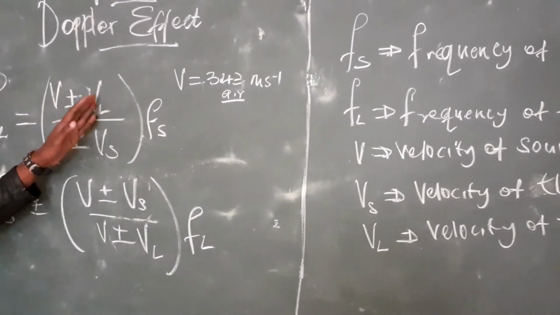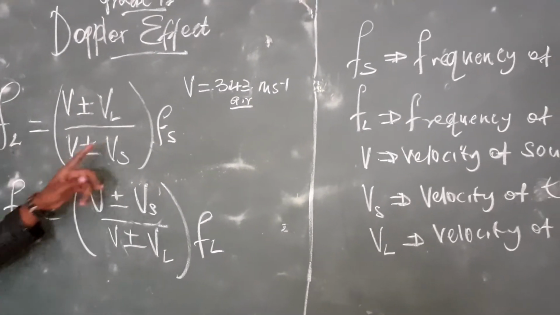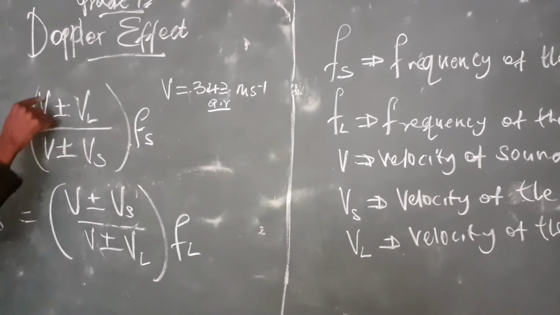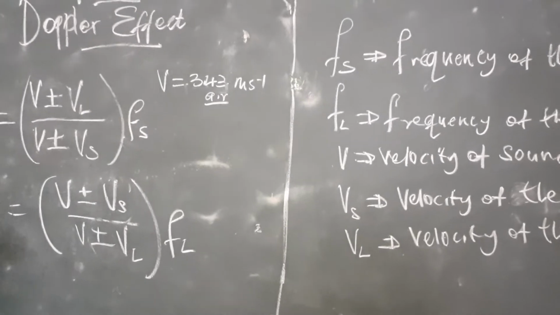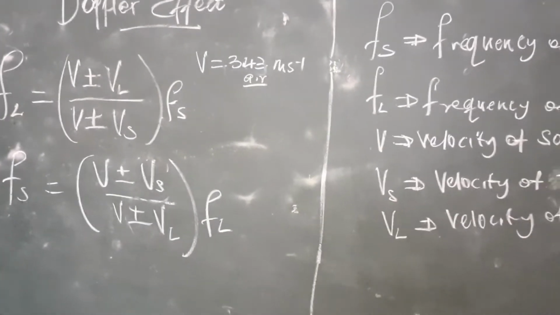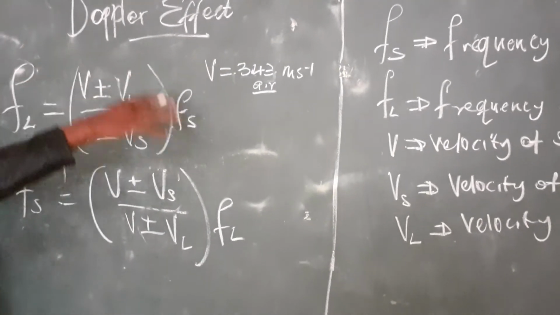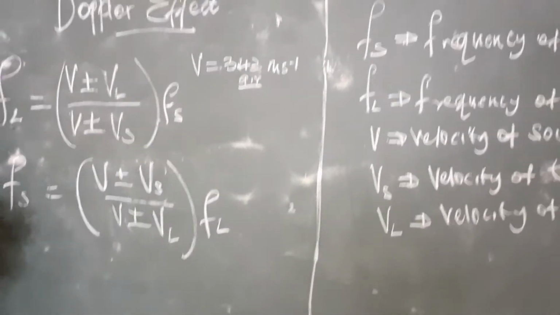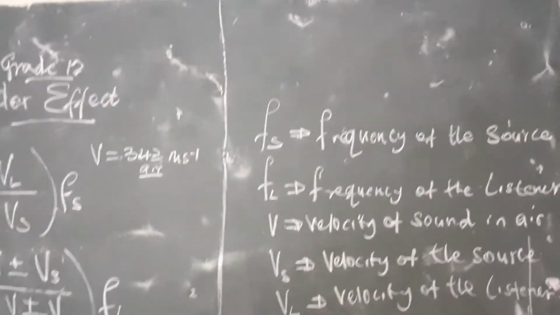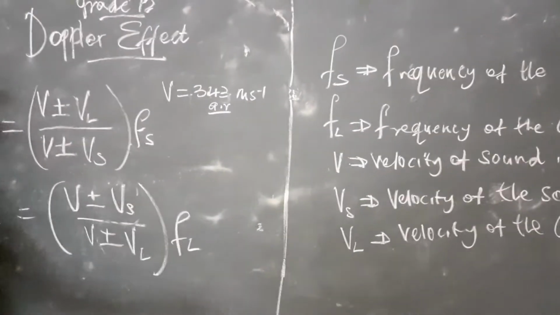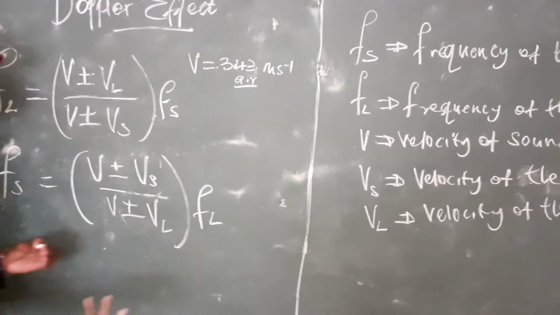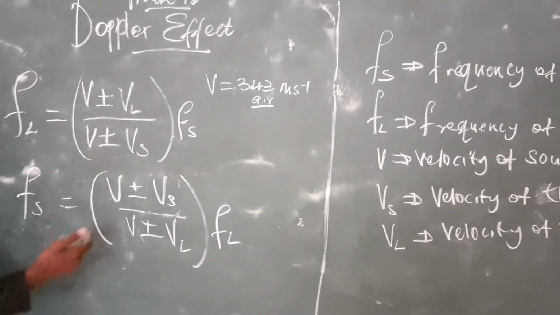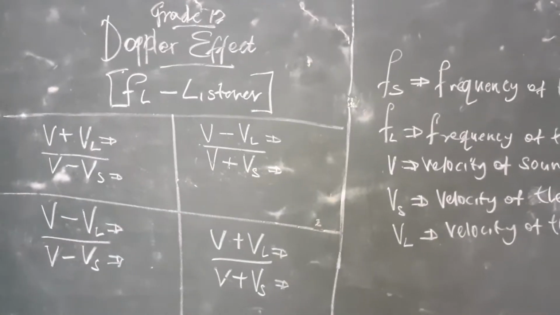And when you see VL, note that this is the velocity of the listener. When you see VS, this is the velocity of the source. But these ones are constant: this 343 meters per second. Now we are going to focus on how you calculate when you're moving towards the source or moving away from the source, and we're going to show how to do all of those.